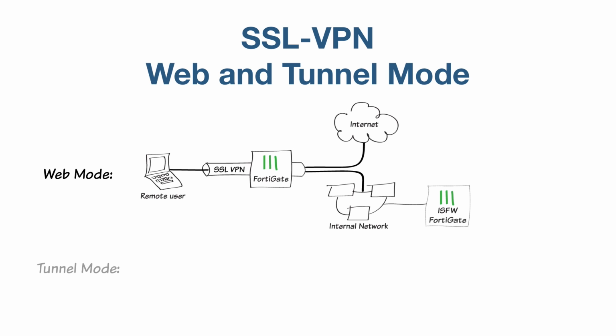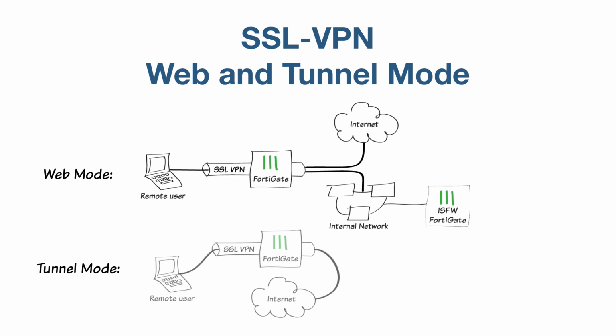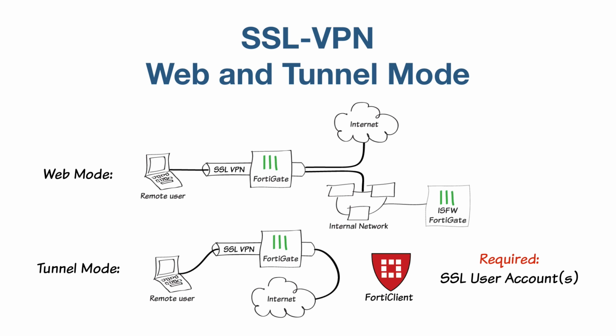Users connecting via tunnel mode will be able to access the internet, but with all of their traffic passing through the FortiGate, protected by the FortiGate security profiles and policies. The FortiGate will also verify that the remote user's antivirus software is installed and up to date. This example assumes that you've already created an SSL user account and an SSL users group.